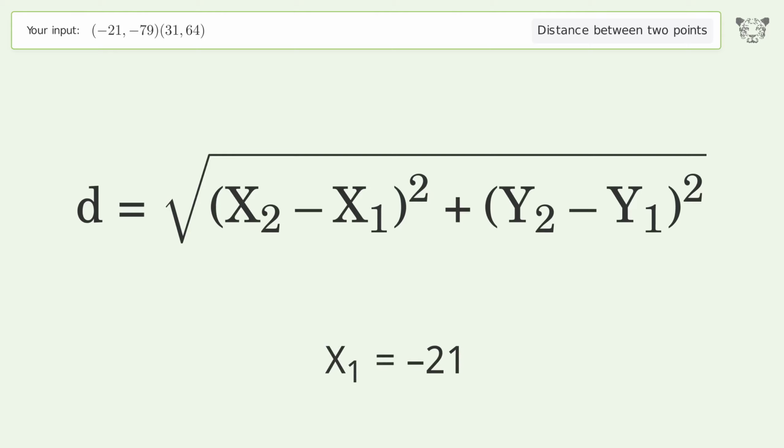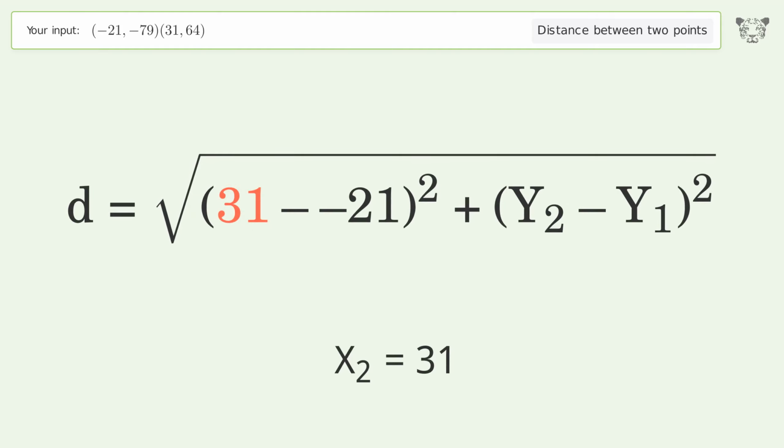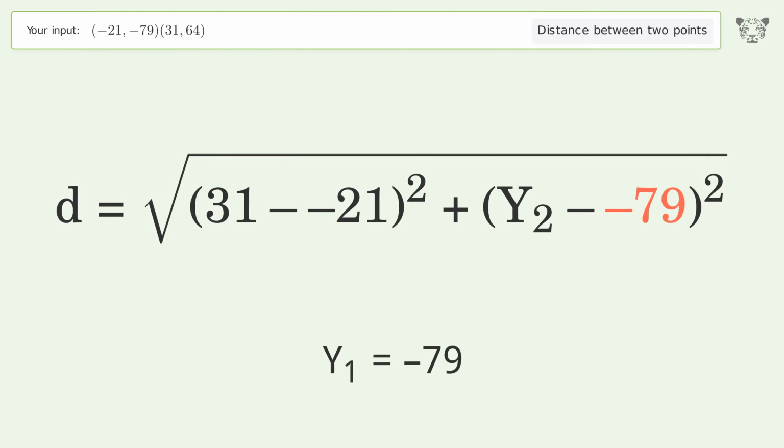x1 equals -21. x2 equals 31. y1 equals -79. y2 equals 64.